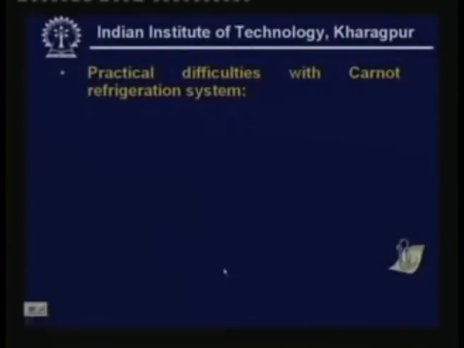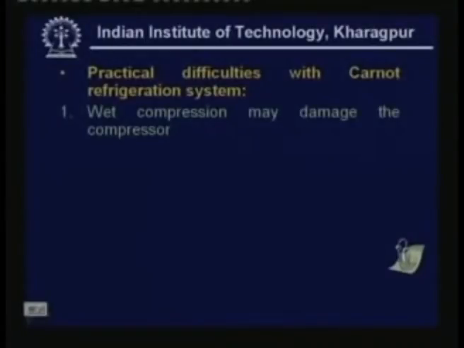Now, what are the practical difficulties with the Carnot refrigeration system? We know that the Carnot refrigeration system gives the maximum COP. Then what is the problem in having a Carnot refrigeration system? There are certain practical difficulties which will prevent us from constructing a cycle which operates on a Carnot cycle. Okay, these practical difficulties are like this. The first practical difficulty is with wet compression.